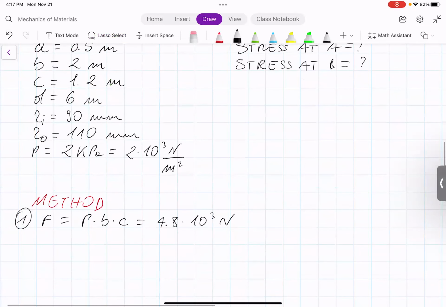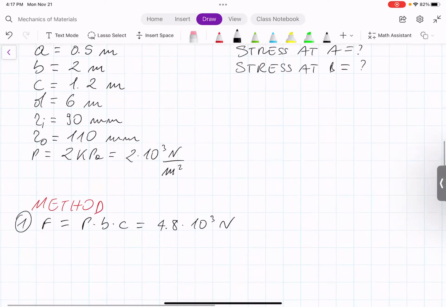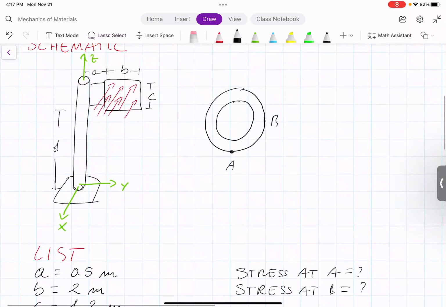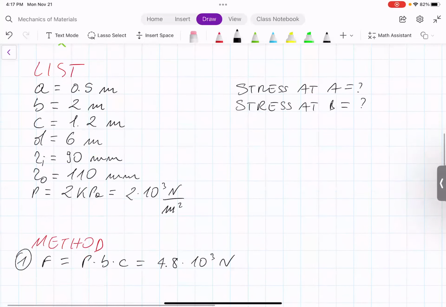So we use the formula F equal to P times B times C, because P is the pressure that is applied, and then B and C are the dimensions of the sign. So this is the area of the sign, basically.